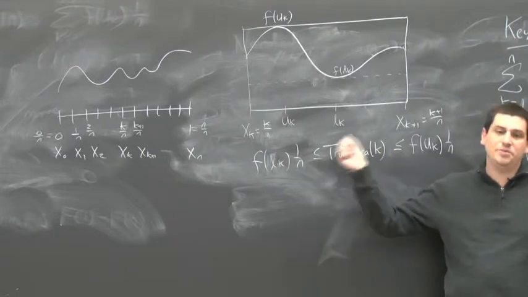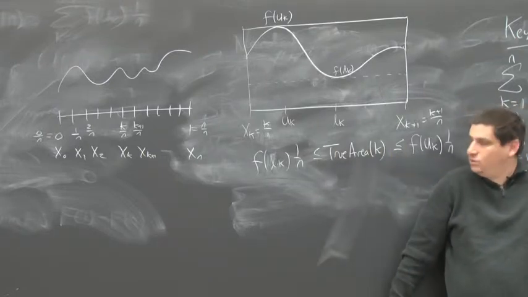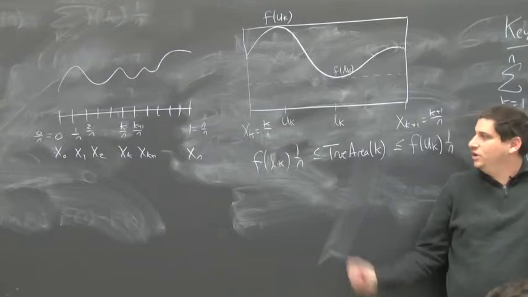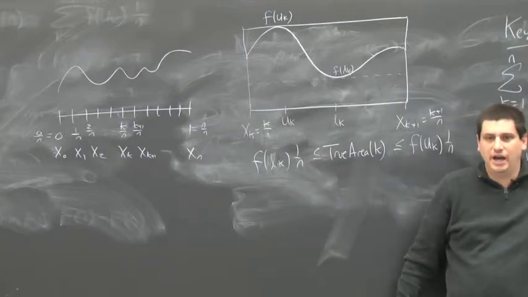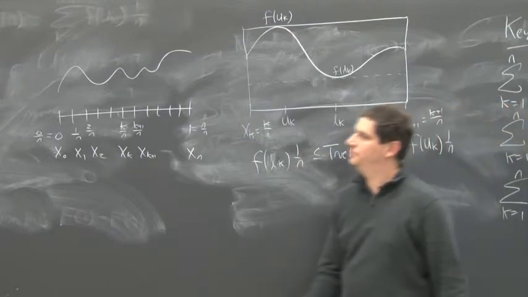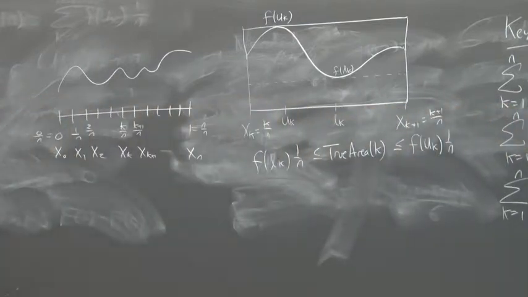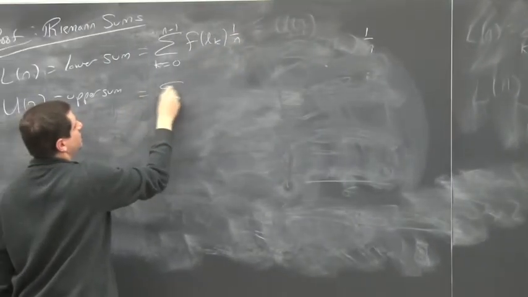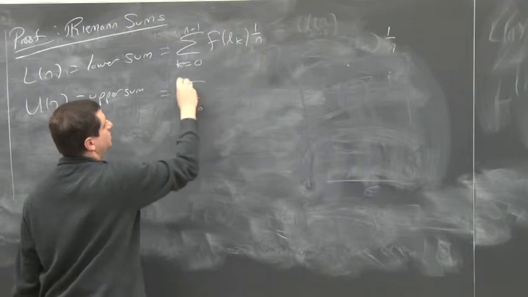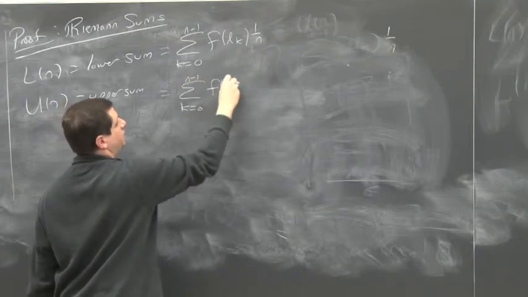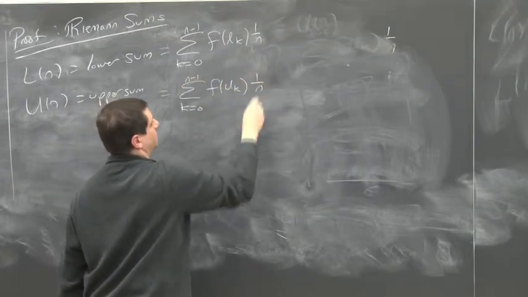This is one of the key observations in the proof: we've sandwiched the value of the true area in this interval between these two bounds. And now what we do is we sum over k. The lower sum is just the sum, k goes from 0 to n minus 1, of f of lk times 1 over n. And the upper sum is the sum, k goes from 0 to n minus 1, of f of uk times 1 over n.